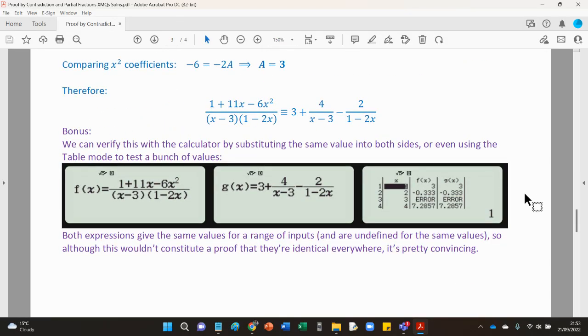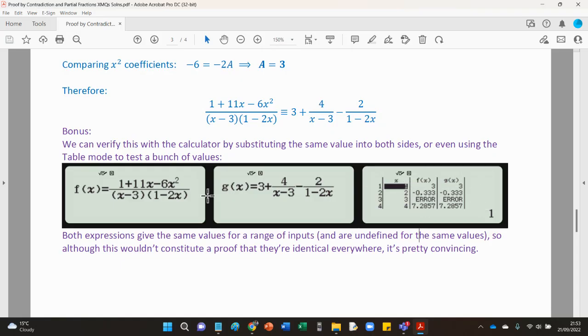As the verification step for something like this, I'd highly recommend you get used to using the calculator. You can either substitute in a single value, or you can go the whole hog and use the table mode. Go to menu option number 9 on your calculator and type in for the first of the 2 functions you're allowed, the left-hand side, type in the right-hand side for the second one, and then it'll give you an automatic set of numbers that we can immediately see.